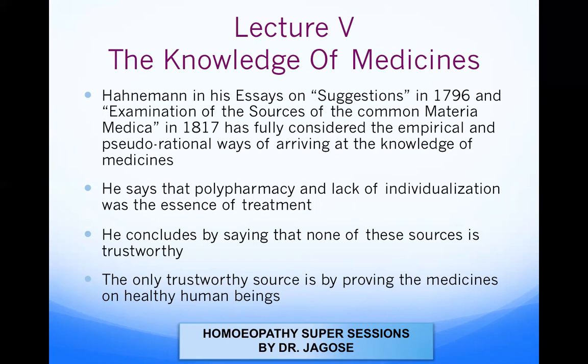He concludes by saying that none of these sources is trustworthy. So naturally, if you just have a theory or a hypothesis, or you leave it to luck or chance, then these sources are totally untrustworthy. You cannot trust these sources. The only trustworthy source is by proving the medicines on healthy human beings. So the only way to have complete knowledge of the medicine is to prove the medicine on healthy human beings.